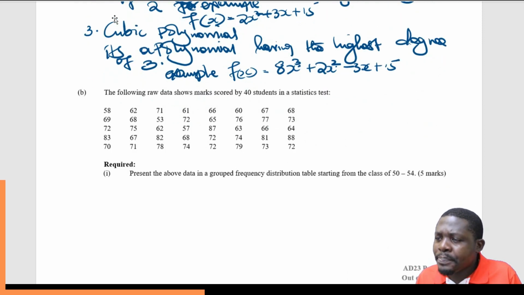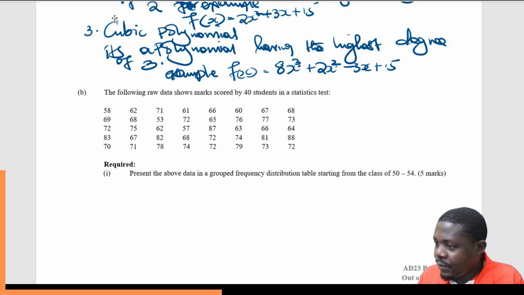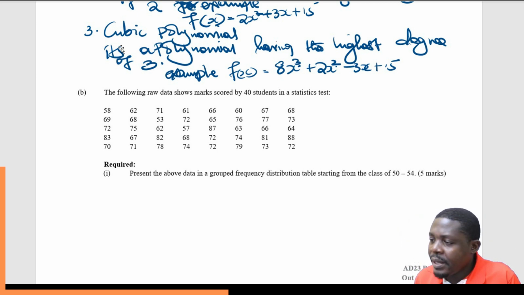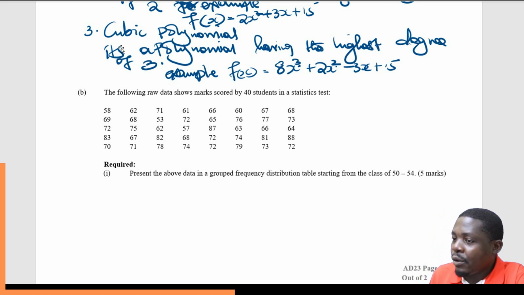Then part B, the following raw data shows the marks scored by 40 students in a statistics test. Required: present the above data in a grouped frequency distribution table starting from the class of 50 to 54. I'm going to use the exclusive method, whereby we include, for example, 50 to 54, then 54 to 58, that is we're having a class interval of 4.